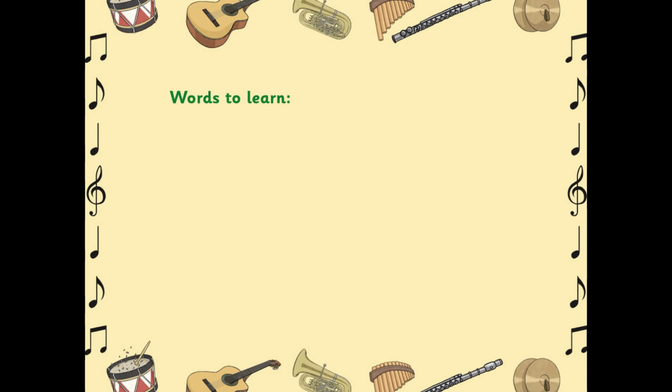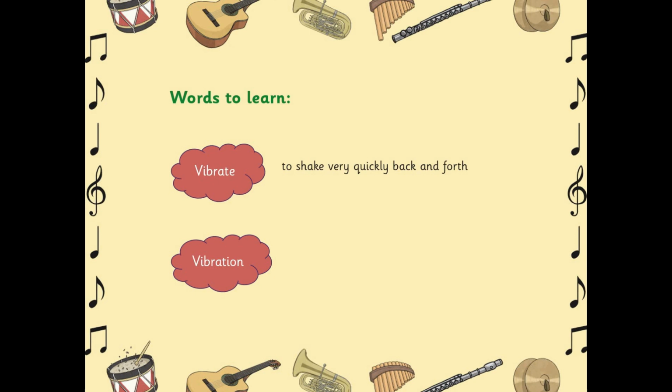The words to learn are vibrate and vibration. Vibrate is to shake something very quickly back and forth. Vibration is a very small movement back and forth, or backwards and forwards. Now, vibrate is a verb and vibration is a noun.